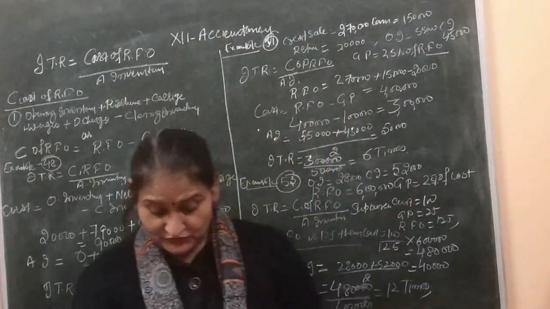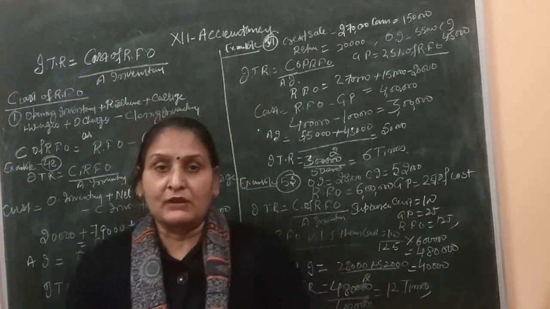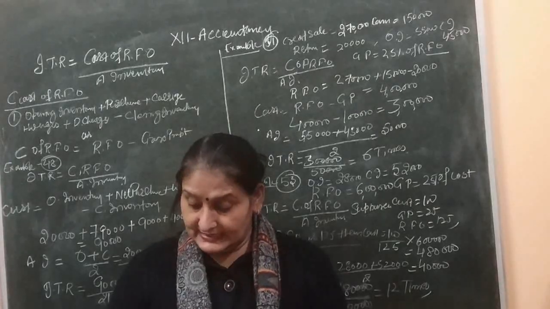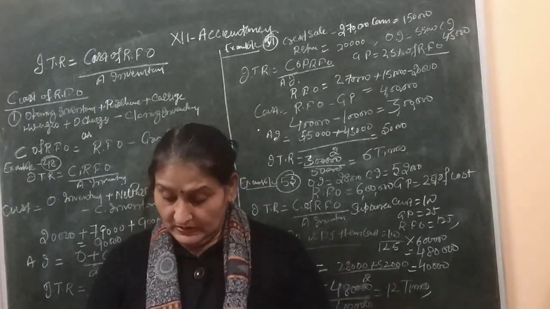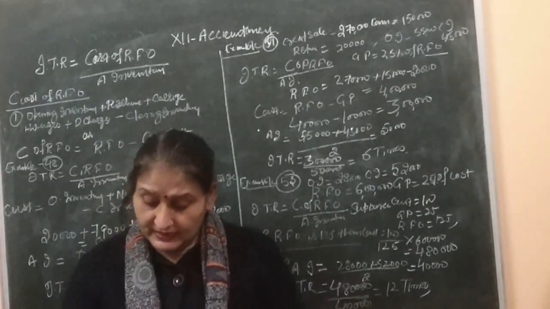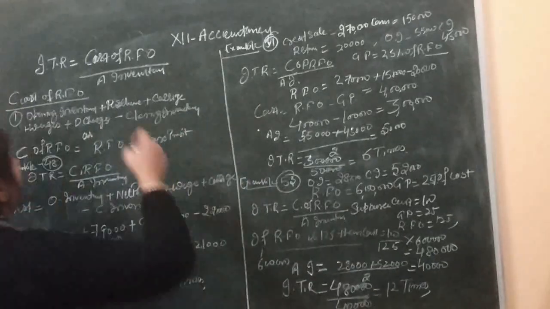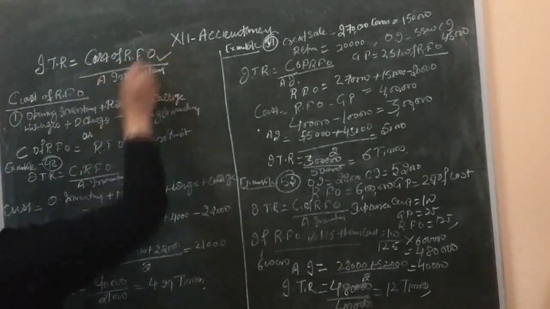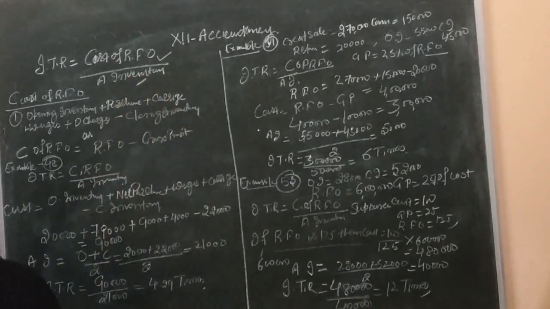Good morning, class 12. In accountancy class, today's topic is accounting ratios, category C, that is activity ratio or turnover ratio. Under activity ratio and turnover ratio, first we will do inventory turnover ratio, and the formula for inventory turnover ratio is cost of revenue from operation divided by average inventory.